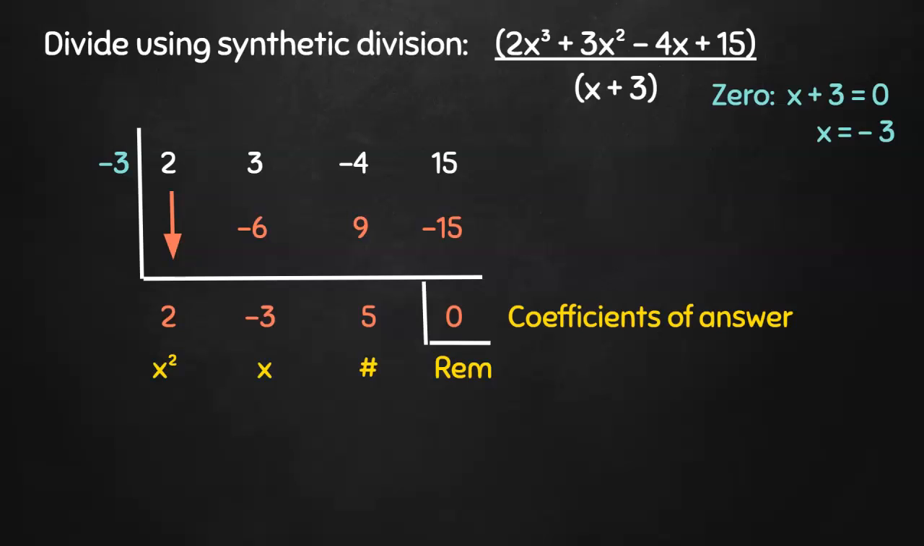And then I'm going to drop 1 degree. So I started with an x cubed, and my answers are going to be x squared, x, my constant, and my remainder. So these are my coefficients of my answer. So 2 goes with the x squared, the negative 3 goes with the x, and my 5 is going to be my constant.